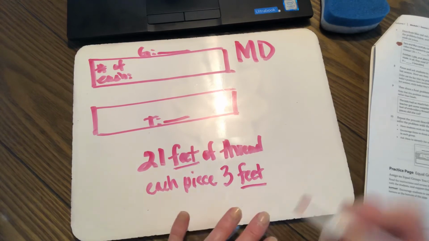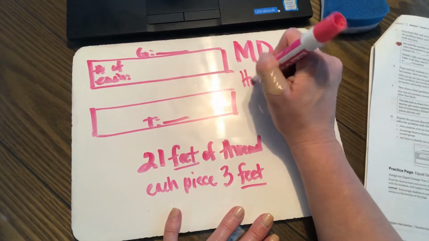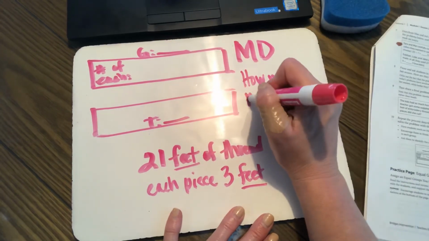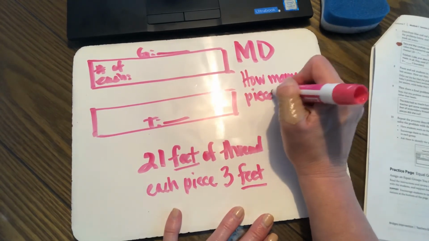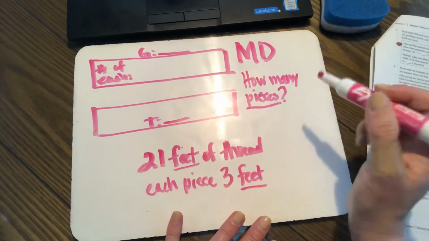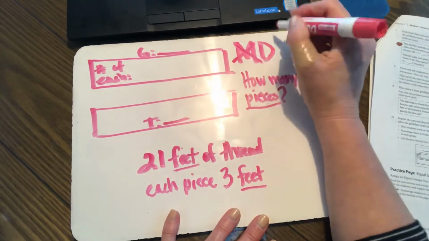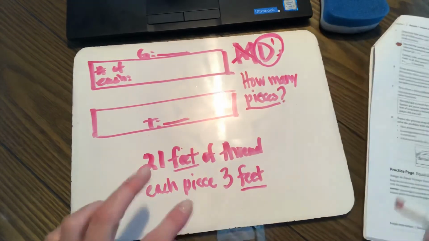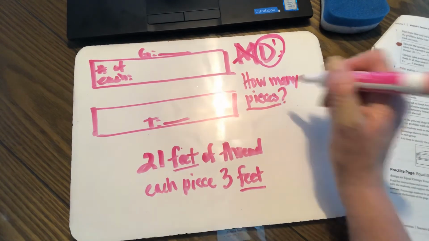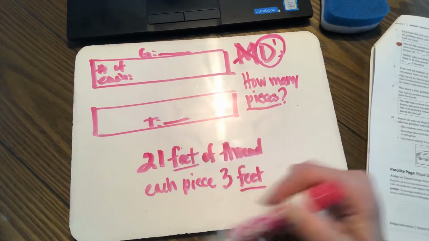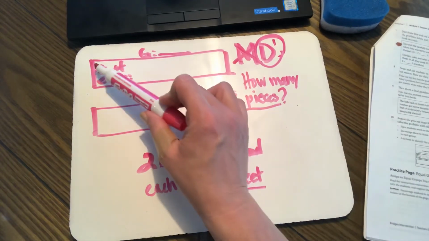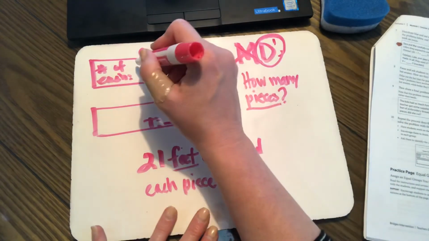Let's look at what the question wants to know. I want to know how many pieces did she cut? So I've got feet, and I'm looking for pieces. Automatic D1 because my labels in my story match and my question wants a different answer. So again, the story kind of tells us where to put this. I know each piece was 3 feet, and this bar up here says the number of each.